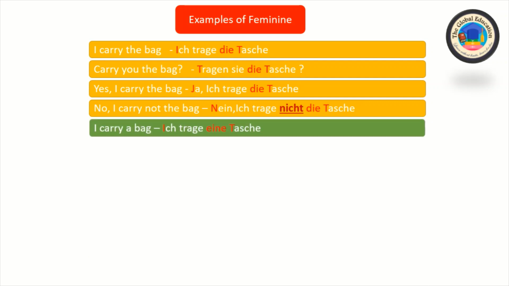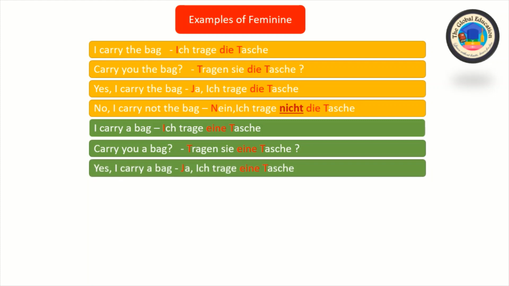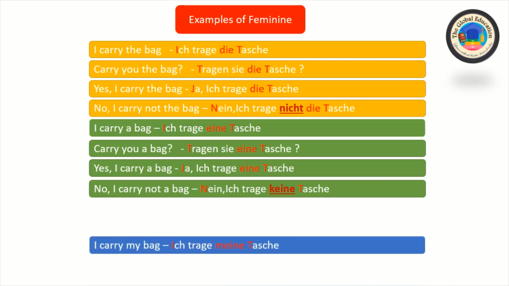I carry a bag. Ich trage eine Tasche. Carry you a bag? Tragen Sie eine Tasche? Yes, I carry a bag. Ja, ich trage eine Tasche. No, I carry not a bag. Nein, ich trage keine Tasche.